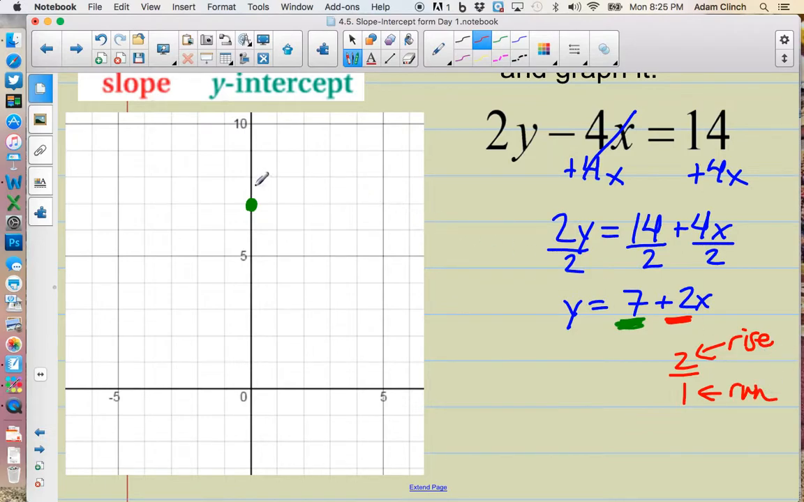So to get another point, I go up 2, right 1. I could get another one, go up 2, right 1. And I have enough points. I'm going to sketch in my line. Looks something like so. And there's my line. All I needed was the y-intercept and the slope.